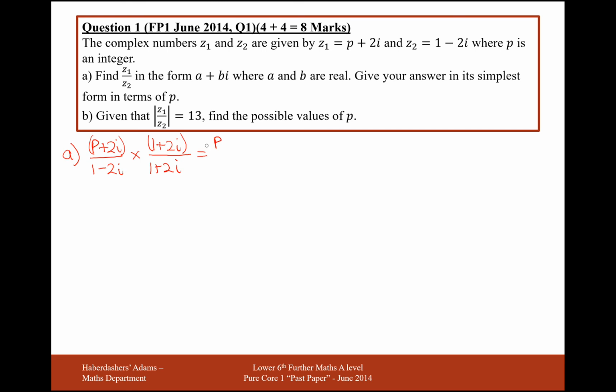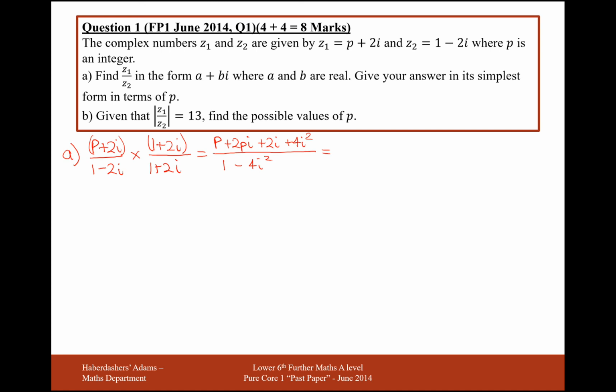p times 1 is p, p times 2i is plus 2pi, 2i times 1 is plus 2i, and 2i times 2i is plus 4i squared. Okay, so this is over 1 times 1 is 1, 2i and then the minus 2i will cancel, so it's going to be minus 4i squared.